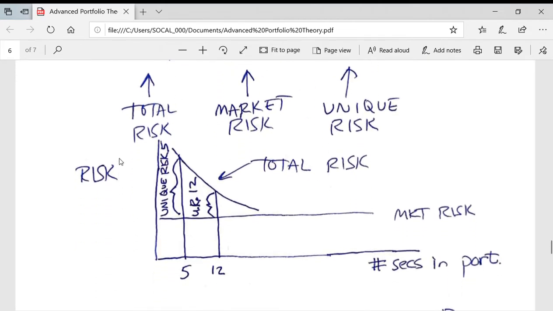And here's a familiar diagram. We have risk on the vertical axis and number of securities in a portfolio on the horizontal axis. Market risk, we know, averages, and total risk falls. And here I'm showing 5 securities in a portfolio, and the distance from here to here is the total unique risk for 5 securities, and here's 12 securities, and the distance from right here to the total risk line is the unique risk for 12 securities, and total risk is falling. This makes clear that the reason total risk falls is because as portfolio size gets larger in terms of number of securities in the portfolio, total risk falls.